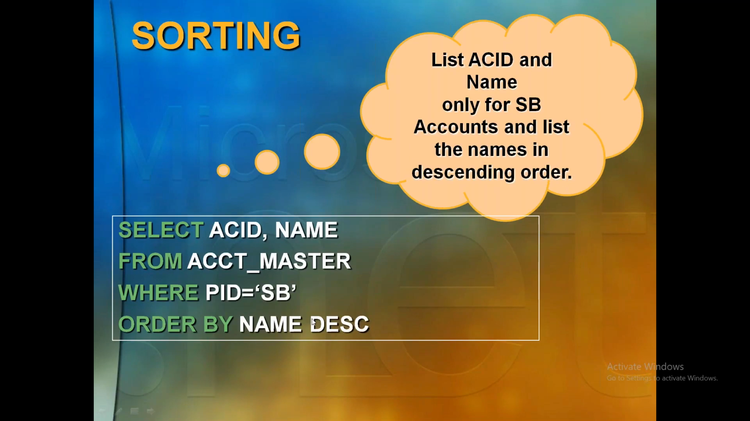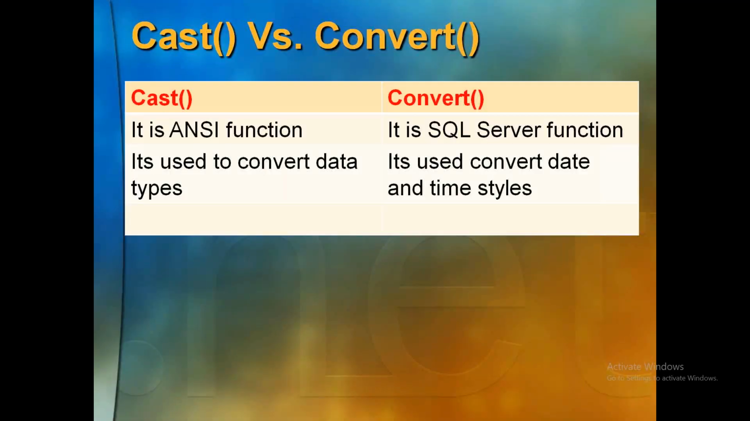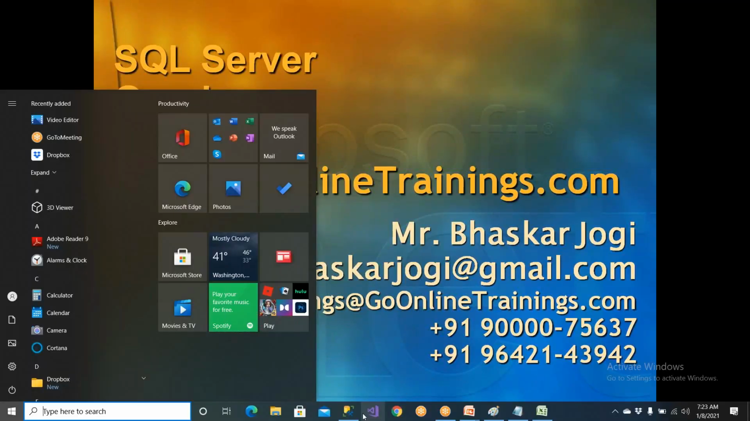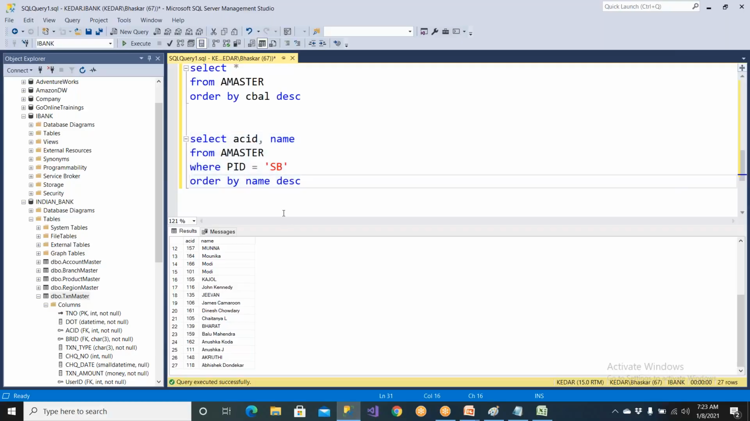If you don't mention anything, by default it is ascending order, and if you want to mention descending or ascending, you can mention it. So this is how the ORDER BY clause is going to work. Am I clear? Let me tell you some more things. Let me ask you some things now.